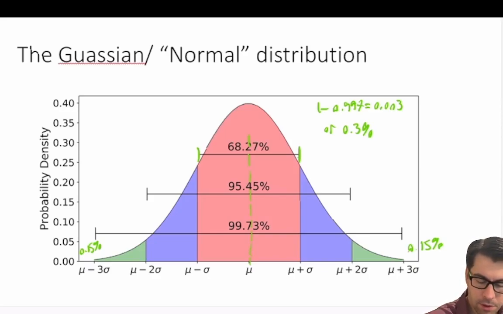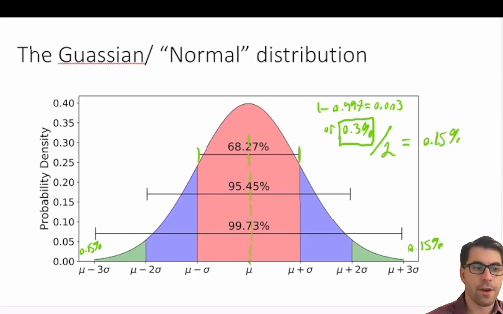How do we get 0.15? Well, we already highlighted that there's 0.3% of our observations that are unaccounted for. We know that the left side must equal the right side. In other words, it is symmetrical, so we can simply divide by 2, which gives us 0.15% in each tail.